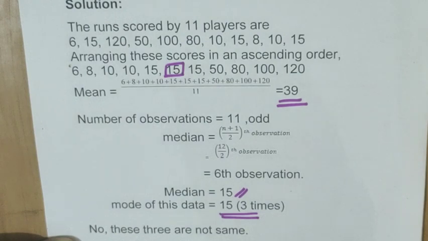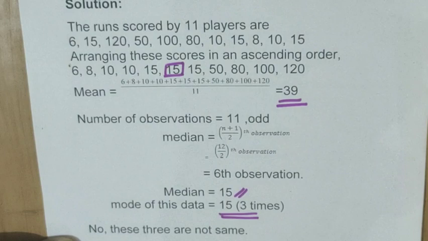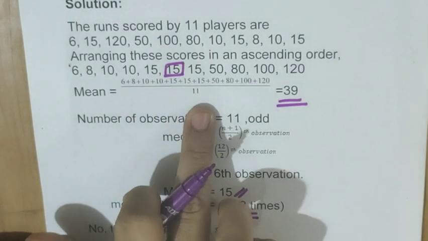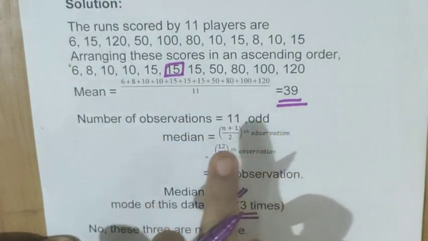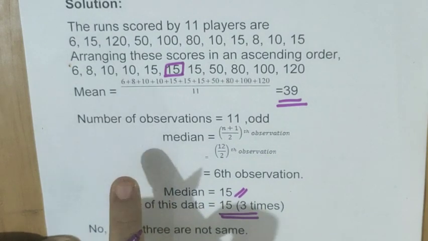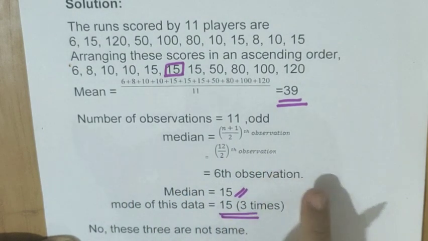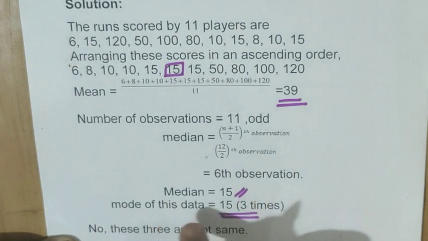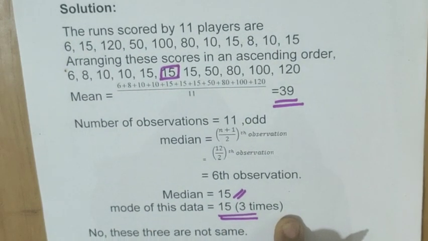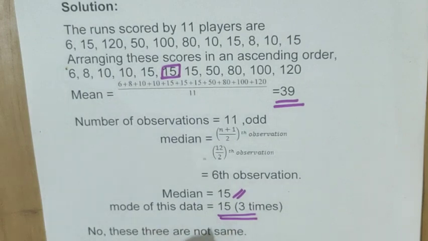So such a situation is also possible in the case of data. That means sometimes mean is different, sometimes mode is different, sometimes median is different. Sometimes two of the measures of central tendency can be the same, and the other one can be different from the other two. Understood this one? Mean equals sum of the observations by total number of observations, equal to 39. Now median, in ascending order, then the number of observations, so by the formula you will get the value 15. Mode equals 15, three times. Now we just have to check whether they are the same or not. Just write the answer: No, they are not the same.